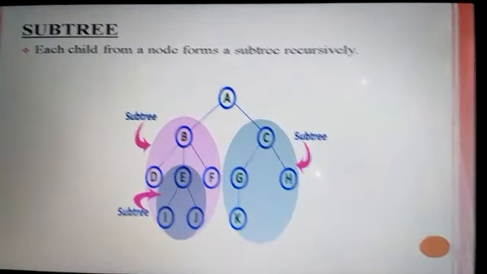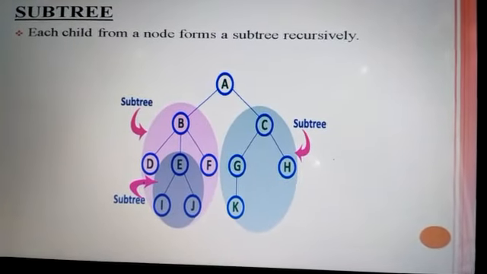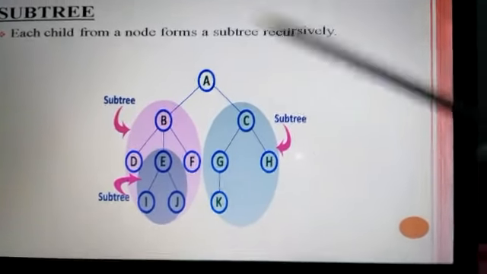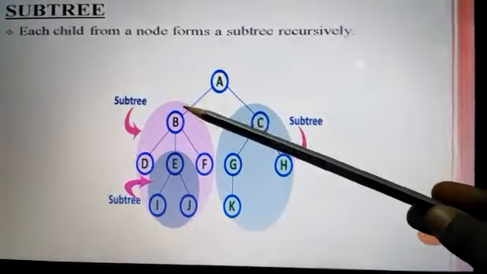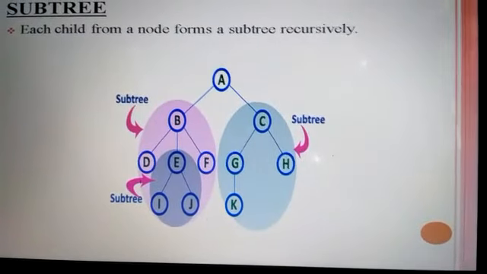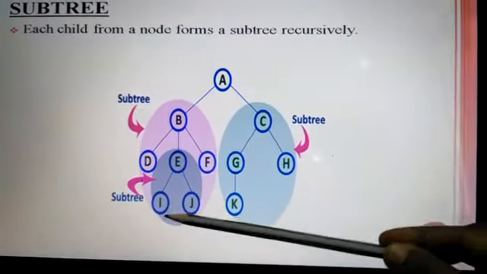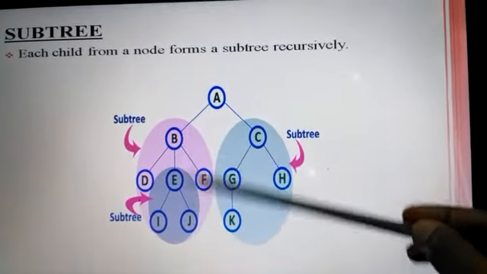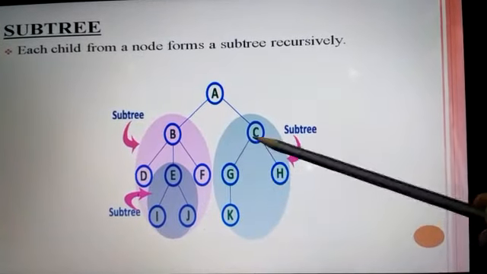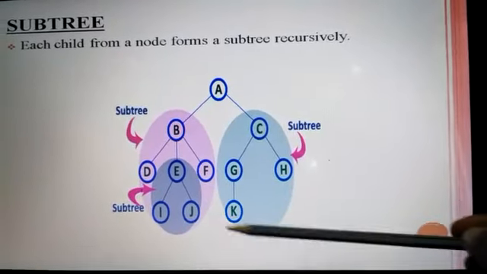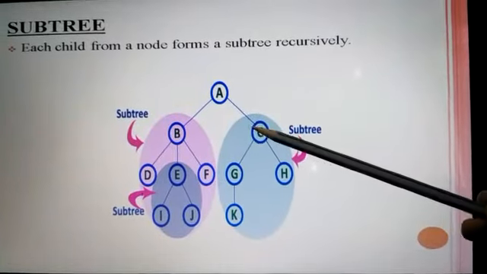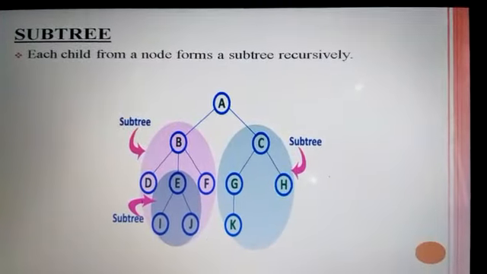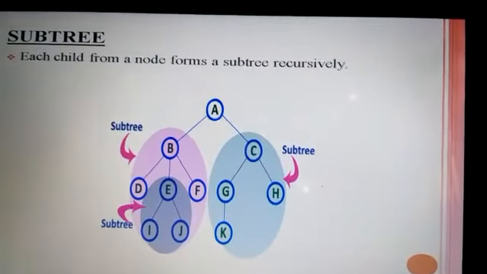Next is subtree. Each child forms a node that forms a subtree. Each child node can act as a parent in a subtree. Here, this is the tree. We can form a subtree, which means we can form a small part of a tree. Here B, I, J is also called a subtree. B, D, E, F, I, J is a subtree. C, G, H, K is a subtree. We can also create C, G, H, which is also a subtree. But a subtree consists of one parent node and more than one child node.